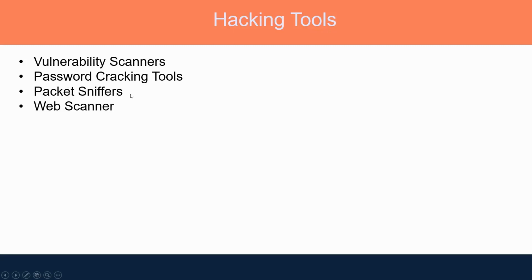We have a packet sniffer, which is going to capture packets. Wireshark is one example of that. We have a web scanner. Acunetix is an example of that. It tells you what the web vulnerabilities are, and using that, you can identify the vulnerabilities. They are going to help you identify which technology is used for web development, and according to that, you can plan for hacking.